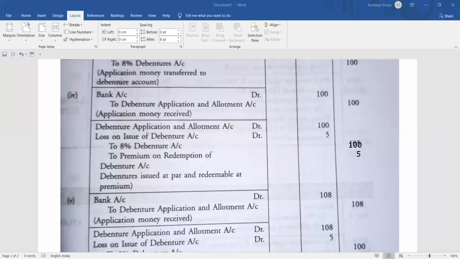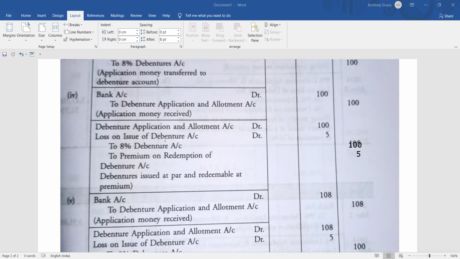Okay, so in this particular entry, first of all it will be transferred. That is, debenture application and allotment account will be debited. Debenture application and allotment account debit 100 rupees to 8% debenture account 100 rupees. Okay, this is the same as before. Now, what is our additional loss? The only thing we get here is the premium on redemption, right? So first of all you have to record that premium on redemption, that is our loss. So that will be recorded now itself.